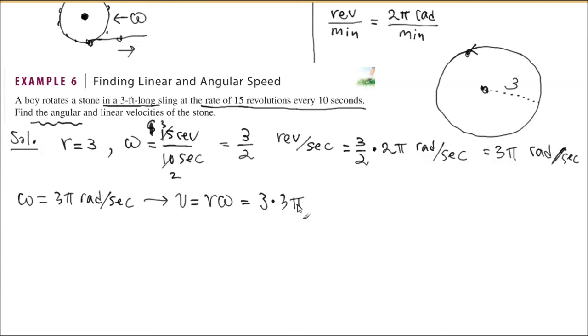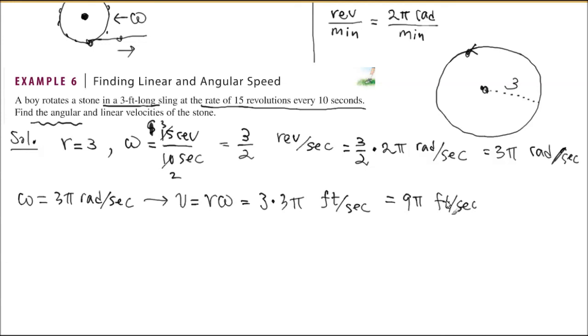Now you have to think about linear velocity. What would be the dimension in here? Feet. That's right. That's feet per second. That was the time unit that we stick to. And we drop the radian, right? Okay. Is that right? So let's say it's 9 pi feet per second.